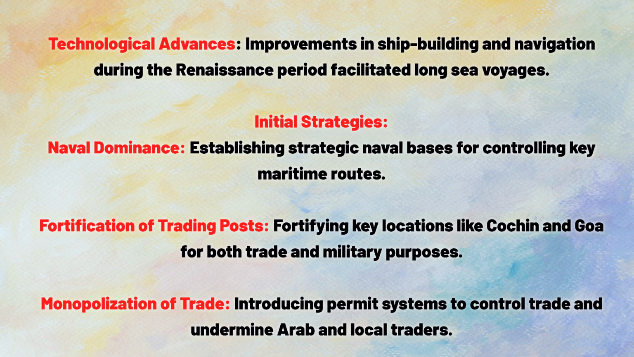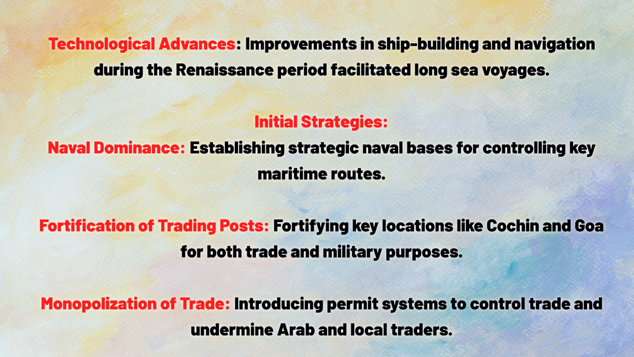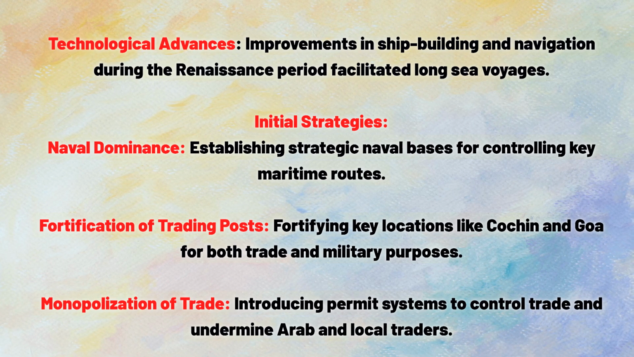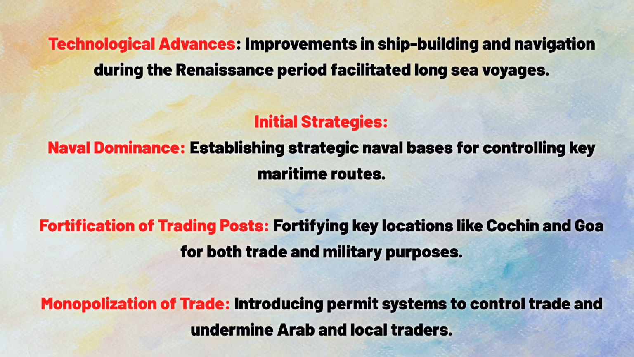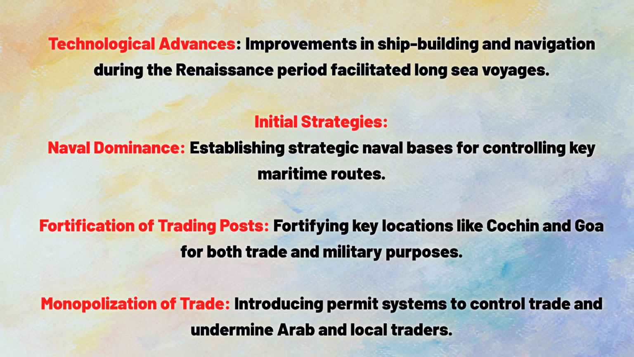Initial strategies: naval dominance, establishing strategic naval bases for controlling key maritime routes, fortification of trading posts, fortifying key locations like Kochi and Goa for both trade and military purposes, monopolization of trade, introducing permit systems to control trade and undermine Arab and local traders.